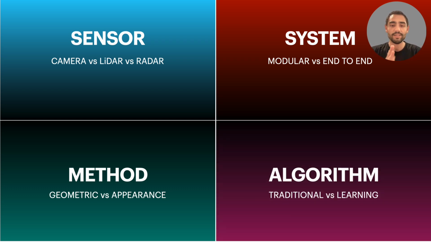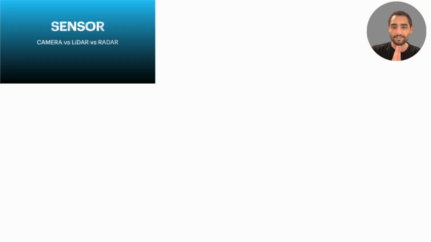And finally, we have the algorithm base. Do you want to use traditional model-based techniques or learning techniques? Okay, so let's see these four pillars, let's not call them pillars, let's call them the axes of redundancy in a self-driving car. Starting with the sensors.